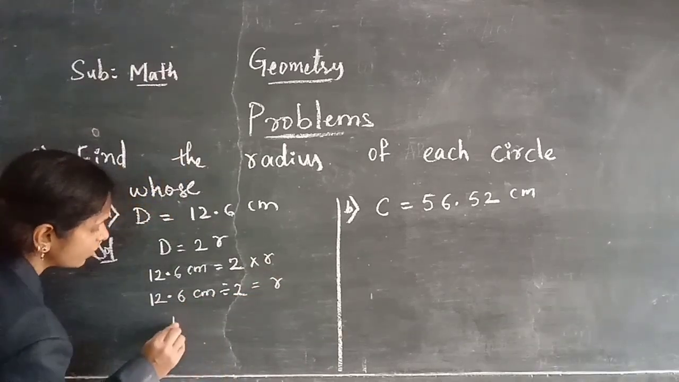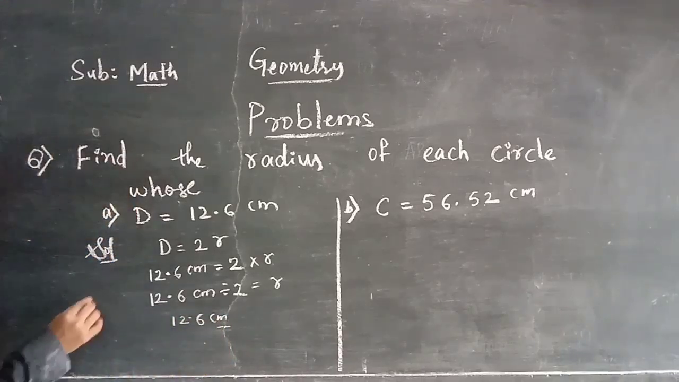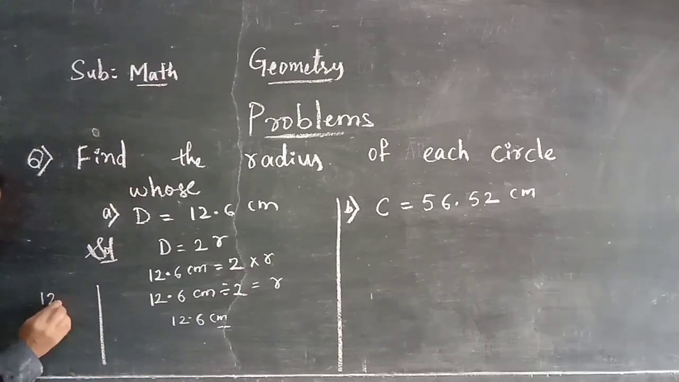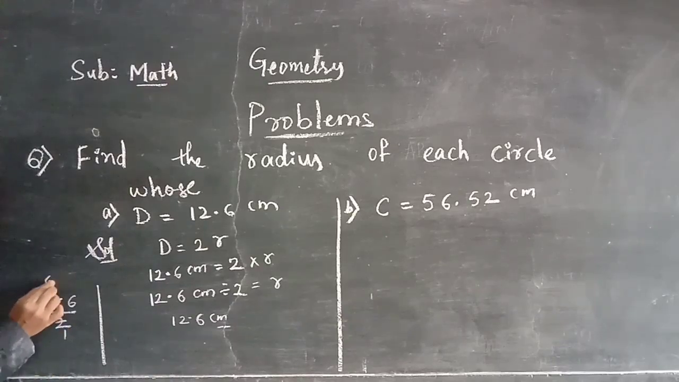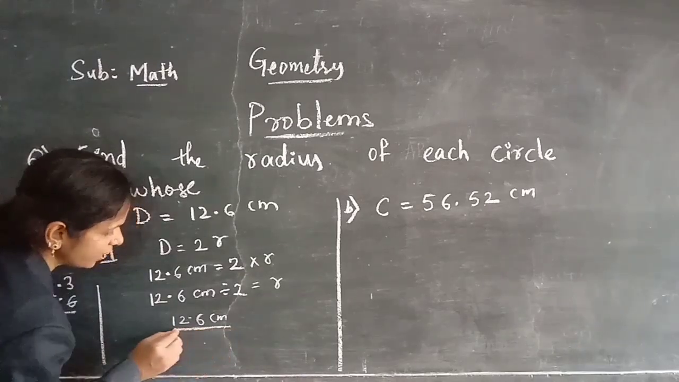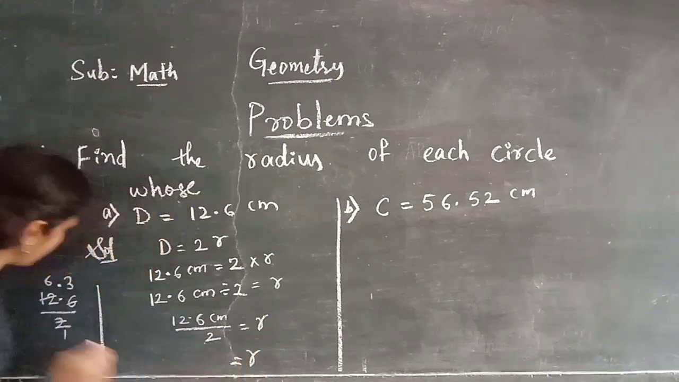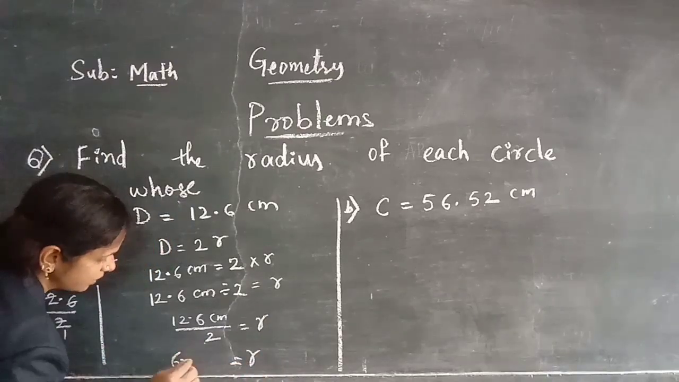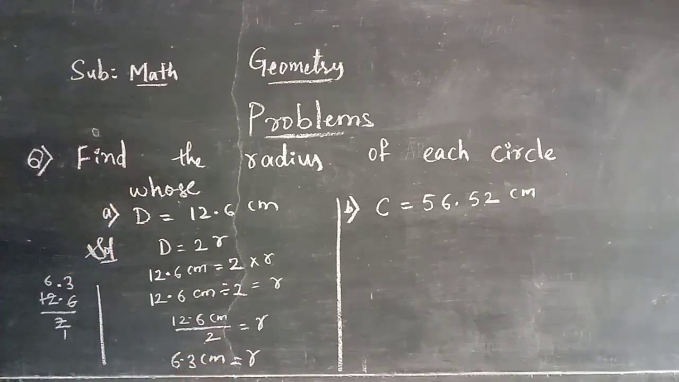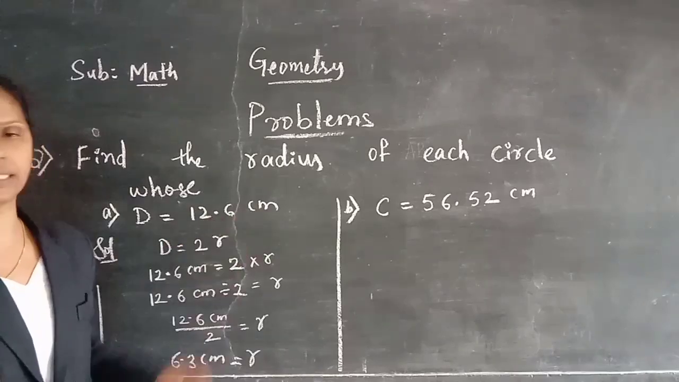Now you see here 12.6, I am calculating, children. Here 12.6 is divided by 2. 2 ones are 2, 2 sixes are 12, and the point as it is, 2 threes are 6. So 12.6 divided by 2 is equal to radius. So the radius value we are getting is 6.3 centimeters when the diameter is given as 12.6 centimeters.